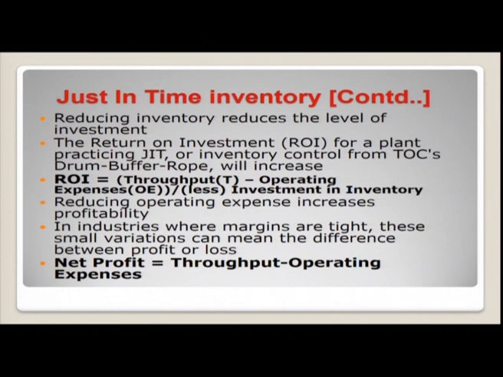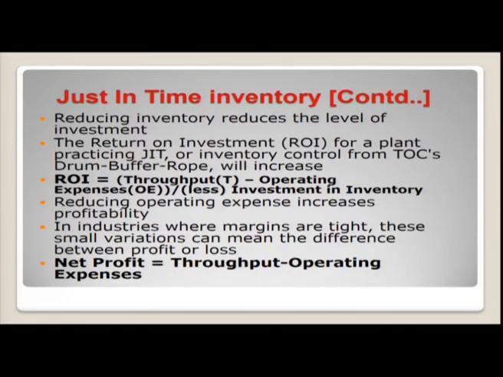The ROI, what is ROI, my dear students? Return on investment is said to be ROI. The ROI for a plant practicing just in time or inventory control from the theory of constraints, drum buffer rope, which was the last theory that we saw in the previous slide, will increase. Return on investment is calculated with the formula: return on investment equals throughput minus operating expenses, whatever expense you make for producing the product, divided by investment in the inventory.